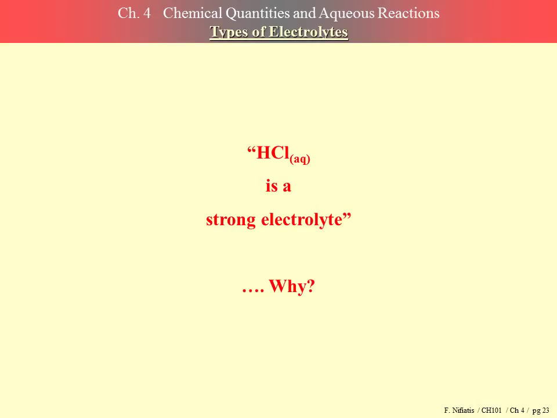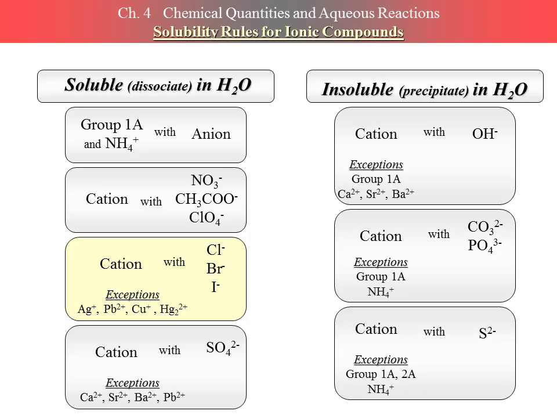Consider the statement: hydrochloric acid is a strong electrolyte. Once I asked the students why is it so, and the student told me that they went to the solubility table, looked at the chloride, looked at the exceptions, the hydrogen is not an exception, then went back to the chloride, so that means HCl is water soluble, so it's a strong electrolyte. Do you agree or disagree with that?